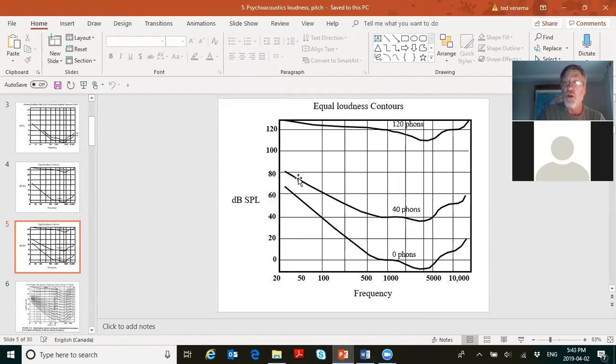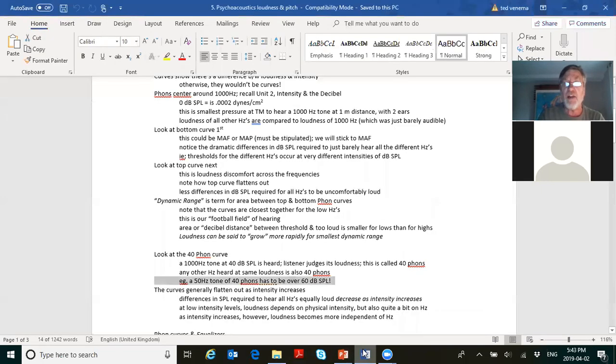Whereas the 1,000 hertz tone, we turned it up to 40 dB SPL and asked the person to judge how loud it is. Then we took, let's say, for example, a 100 hertz tone and turned it up and said, when does that sound equally loud to the 1,000 hertz tone at 40? And it turned out to be about here. See, so again, this is just highlighting that.